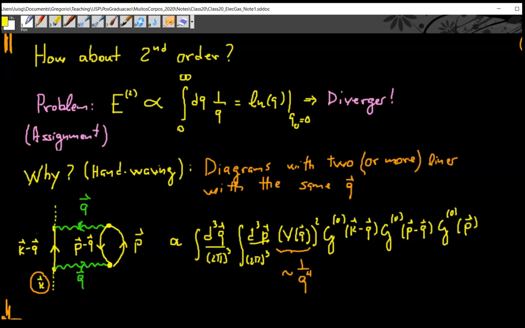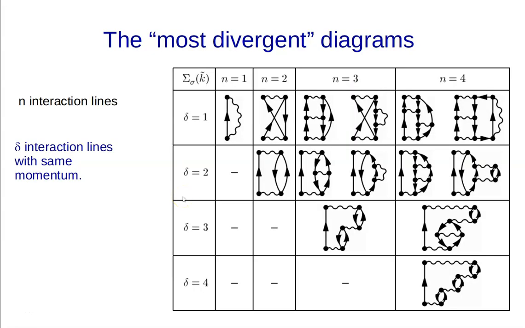So that's the point. So let's see how bad it is if I write out all diagrams that would contribute to the self-energy. All right, so in order to look for the most divergent diagrams, let's use this table that I took from the book by Roos and Flensburg, which is a very nice table actually.